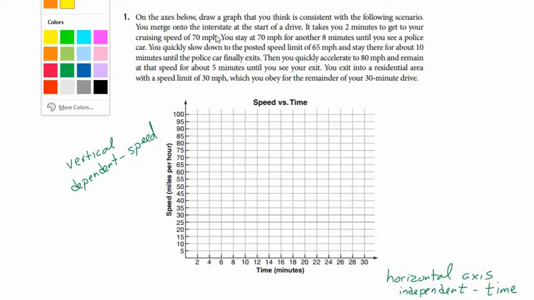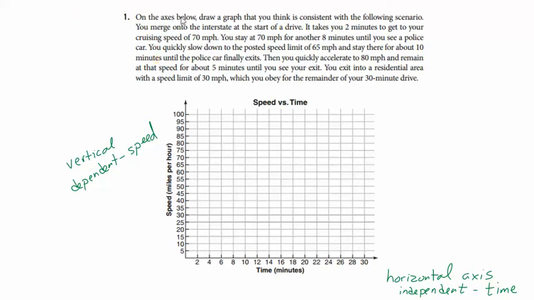So on the axis below, draw a graph that you think is consistent with the following scenario. You merge onto the interstate at the start of a drive. Okay, so now we're just going to take the first piece of information. It takes you 2 minutes to get to your cruising speed of 70 miles per hour. All right, so at time 0, we were going 0 miles per hour. So I'm going to put a dot right here. Okay, at time 0, I'm going 0 miles per hour. After 2 minutes, it takes me 2 minutes to get to my cruising speed of 70. So after 2 minutes, I'm at a cruising speed of 70. So this dot right here represents after 2 minutes, I'm at a cruising speed of 70.